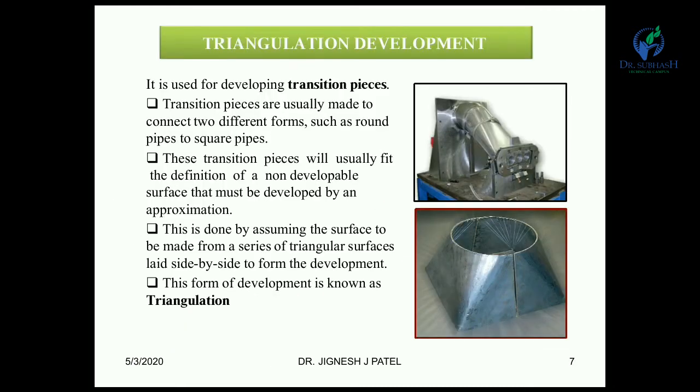Now, triangulation development is not in our syllabus, but it is for your understanding. It is used for developing transition pieces. Transition pieces usually connect two different forms, such as a round pipe and a square pipe. These transition pieces fit the definition of non-developable surfaces that must be developed by an approximation. So this method is also known as the approximation method.